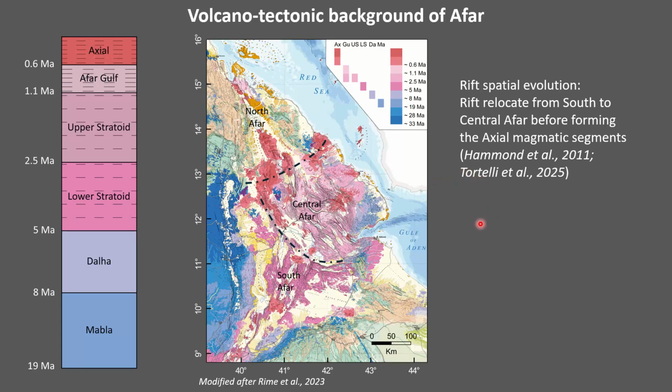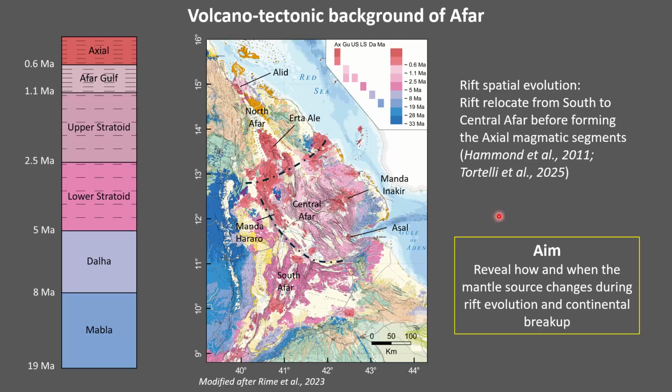Geophysical and petrological studies suggest that in the last roughly 5 million years, the rift moved from southern to central Afar, where it then began to form the central Afar magmatic segments, which is the Manda Hararo magmatic segment here. Magmatic segments, besides all being characterized by ongoing volcanic activity, show some differences. For example, the persistent volcanic activity and thinner crust observed at the Erta Ale magmatic segment indicate that northern Afar is the most mature portion of the rift, so the one that is closest to the oceanization stage.